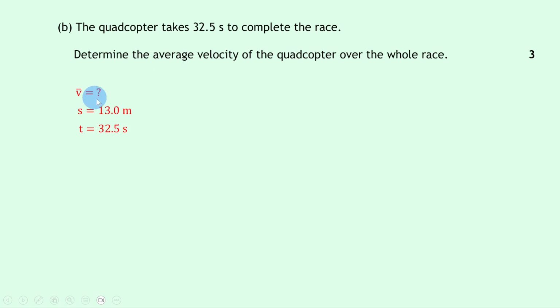So writing down our equation relating average velocity, displacement and time, we have s equals v bar t. Substituting in the numbers gives 13.0 equals v bar times 32.5, and to get v bar on its own we need to divide both sides by 32.5, so doing that in your calculator should give you an answer of v bar equals 0.40 metres per second.